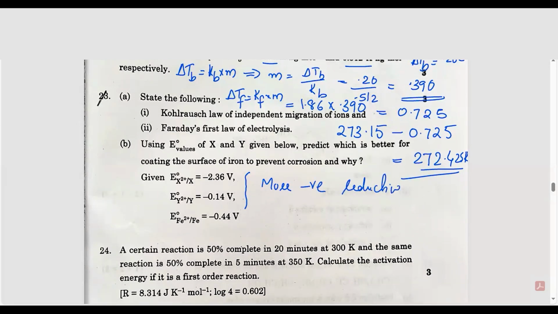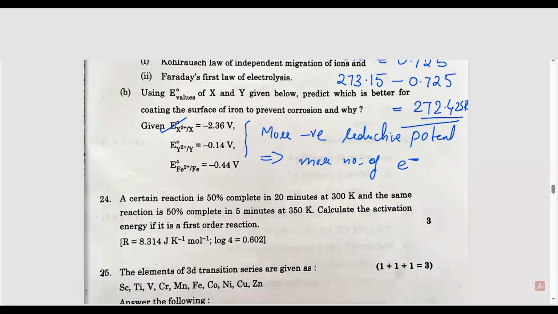Which is having more negative reduction potential? X, right? X is having more negative reduction potential. That means it can lose more number of electrons, so it can prevent corrosion.